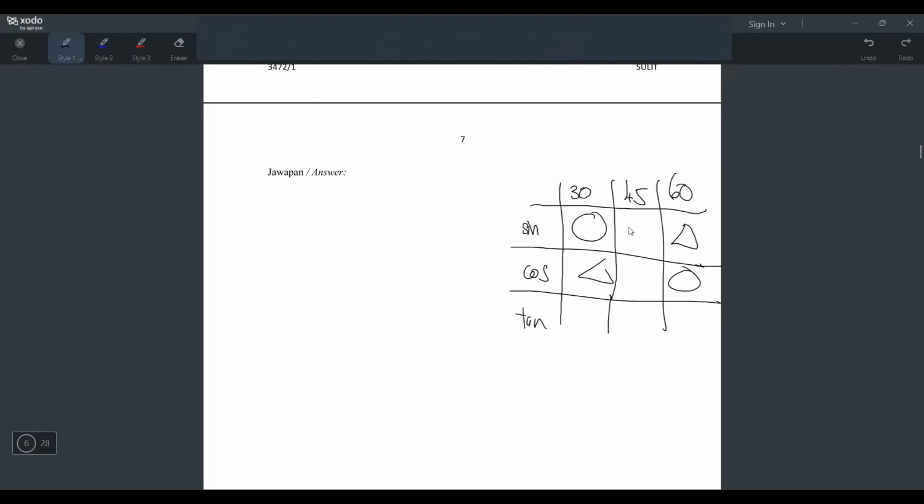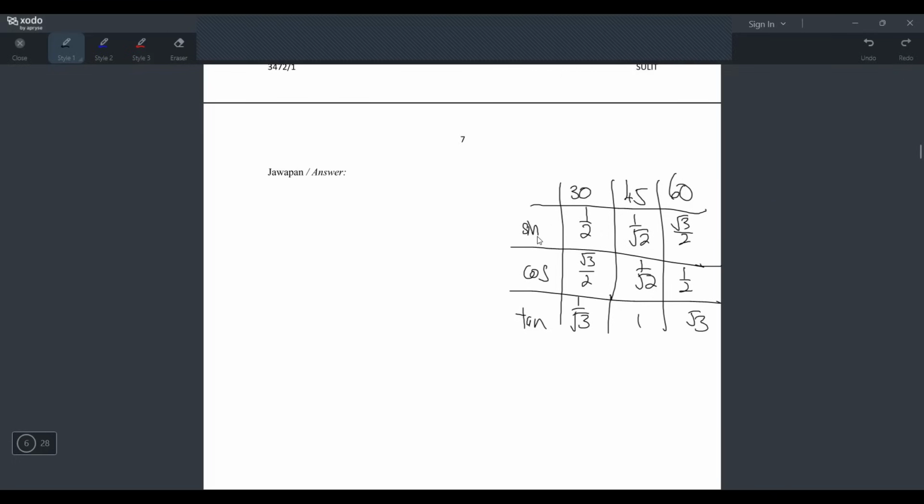This and this will be same, right? So what I have to write in all these places, this is 1 over 2, 1 over 2. This one is root 3 over 2, root 3 over 2. So 1 over root 2, 1 over root 2. This one is 1 over root 3, 1 over root 3.